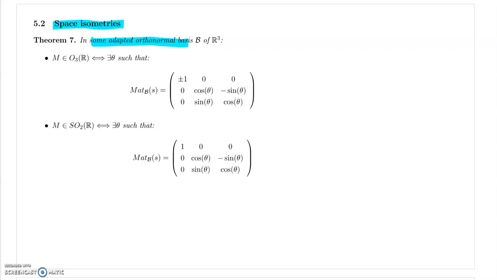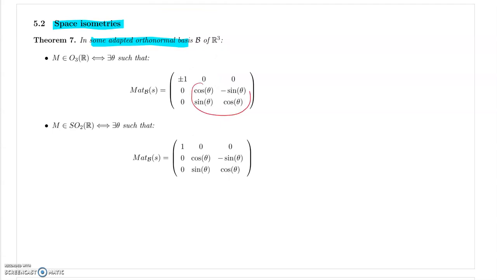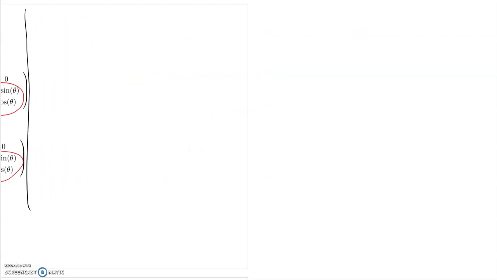So again, the idea is in some adapted basis of R3, we will find that it looks like, well, let's have a look at what we have. We have one part that is absolutely similar to what we had earlier. It's a cosine, a minus sine, a sine, and a cosine, okay? And what's the difference between the two cases is that we will have a plus or a minus one. So we have a direct isometry if we have a plus one, and we have an indirect isometry when we have a minus one. Okay, so let's work on this idea. We will prove all these properties.